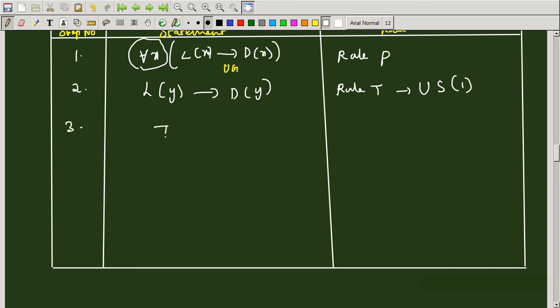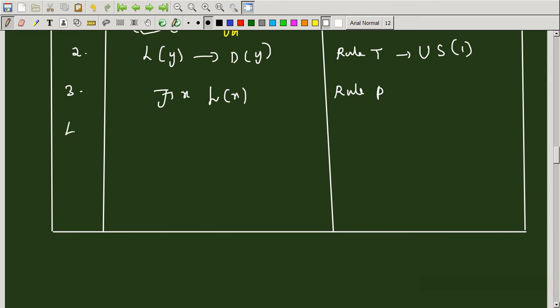Third, I am going to introduce another premise, there exists x, L of x. This is called rule P. Fourth, I am going to do the generalization. First of all, you have to identify what this is. Actually, this is existential specification: L of y, which is rule T of 3, existential specification.